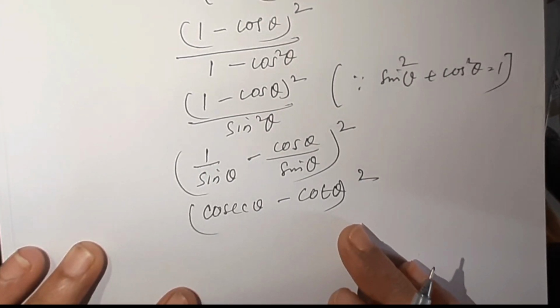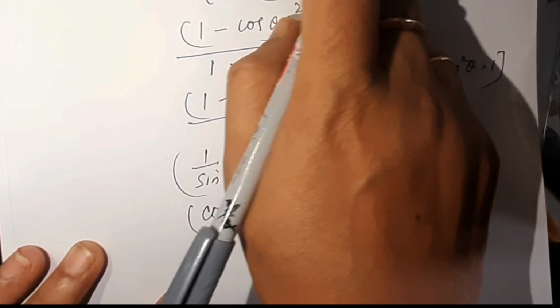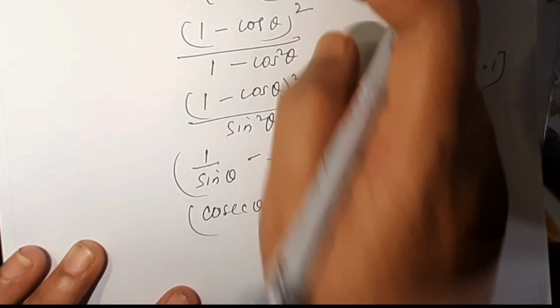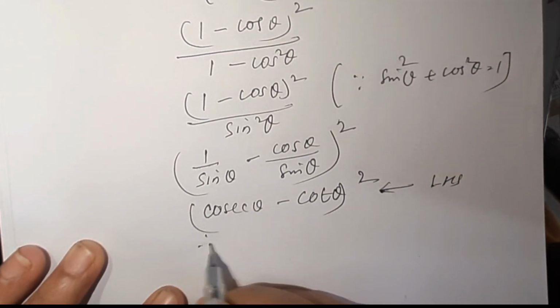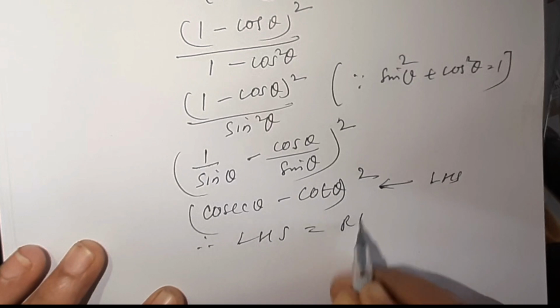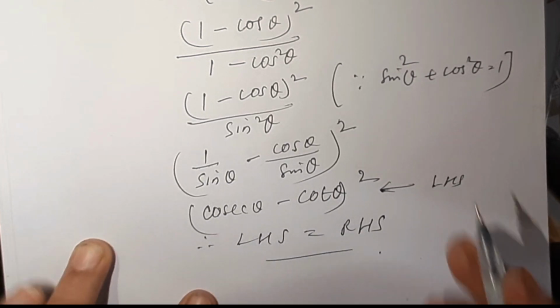LHS, we need to prove that cosec theta minus cot theta whole square is 1 minus cos theta upon 1 plus cos theta. So we got our LHS. Therefore LHS is equal to RHS. So this way simply we can solve it by using the simple identities.